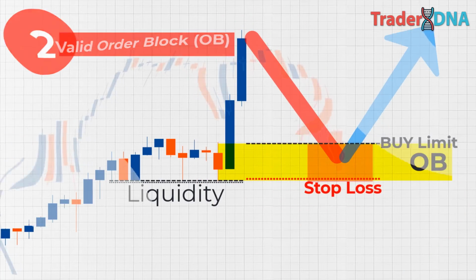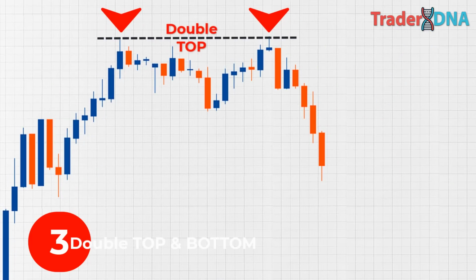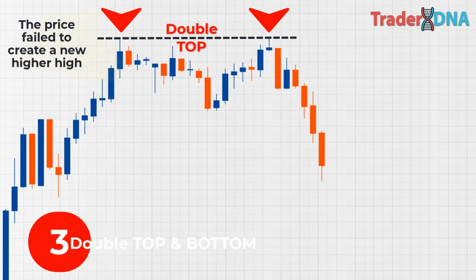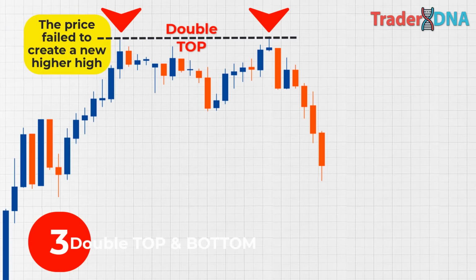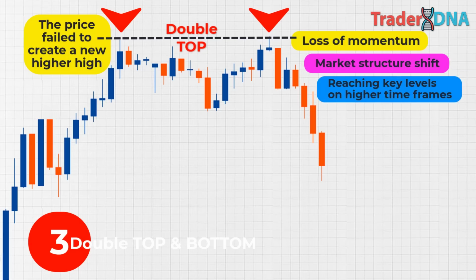Third, let's delve into double tops and bottoms. Double tops and double bottoms stand out as some of the most effective price action reversal patterns that occur regularly. Essentially, they indicate that the market has struggled to breach the existing market structure and establish a new higher high or lower low. This can happen for various reasons, such as a loss of momentum, a shift in market structure, reaching key levels on higher time frames, and more. These patterns serve as an early indication that the short-term trend is concluding, signaling a potential reversal.